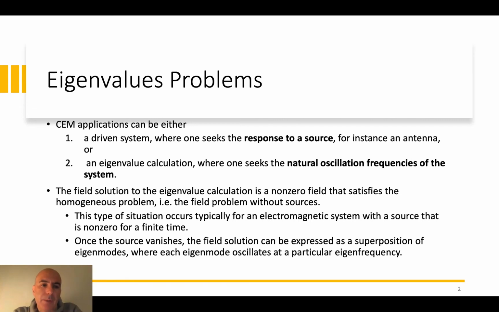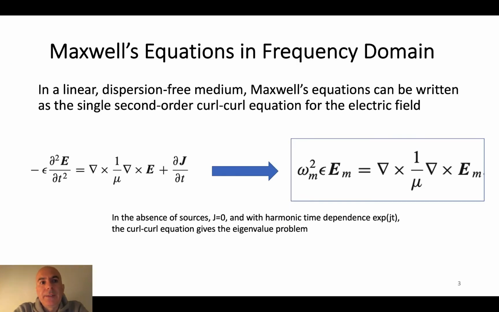system. In this kind of problem, we typically solve for the non-zero field that satisfies the homogeneous problem, that is, the problem without the sources. This type of situation occurs typically for an electromagnetic system with a source that is non-zero for a finite time. So we calculate the response to a source that is non-zero for a finite time. Once the source vanishes, the field solution can be expressed as a superposition of eigenmodes, where each eigenmode oscillates at a particular eigenfrequency.